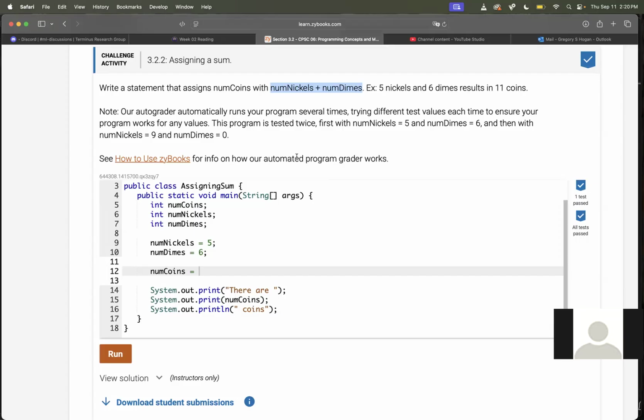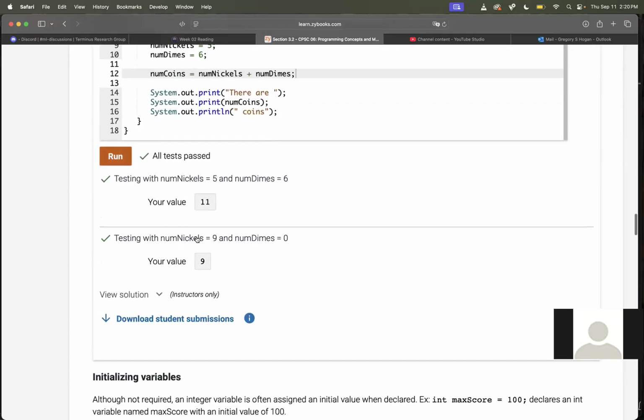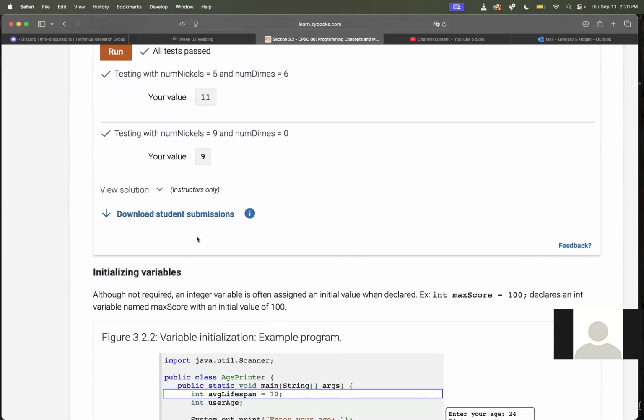Well, I could type that, but I could also just copy it and then paste it. And num coins equals num nickels plus num dimes. And then at the end, we need to make sure we don't forget the semicolon, which we need at the end of all of our statements. Having done that, I should be able to click run and we should just get it right. And we do. And you can look down here and see that they ran it twice and we got the correct values.